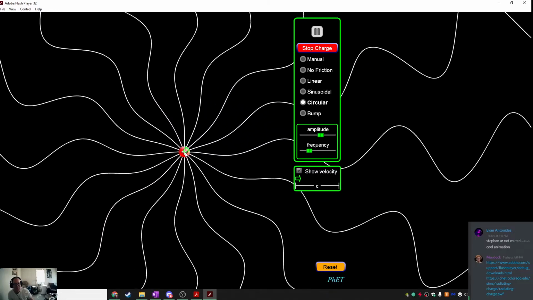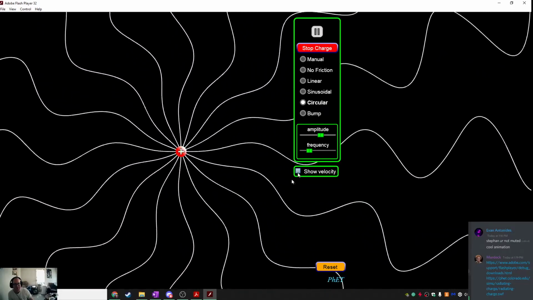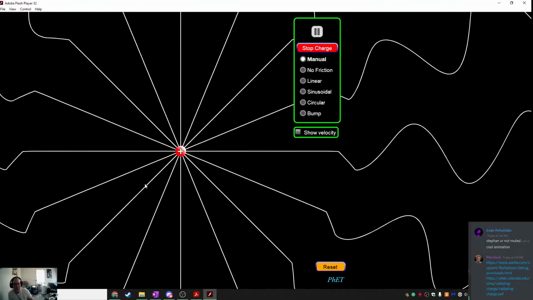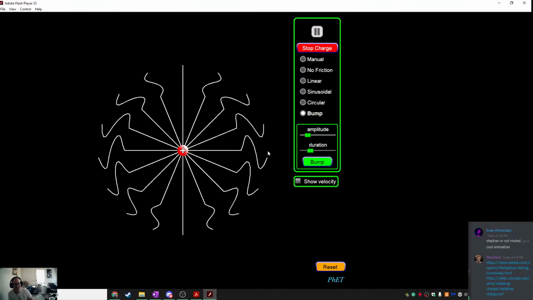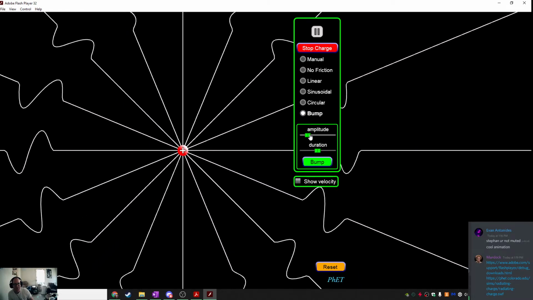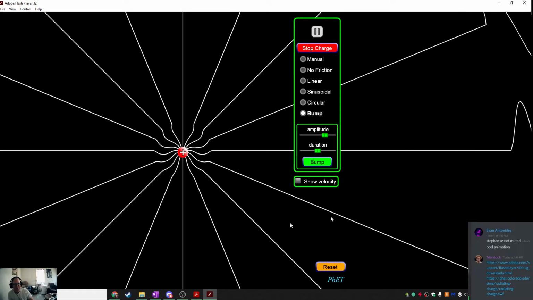Oh, I think this is showing the velocity of the particle, basically. Okay, that's not particularly useful. Anyway, so we can stop it, and then of course we can do things like bump it, and change the amplitude of the bump, do stuff like this.